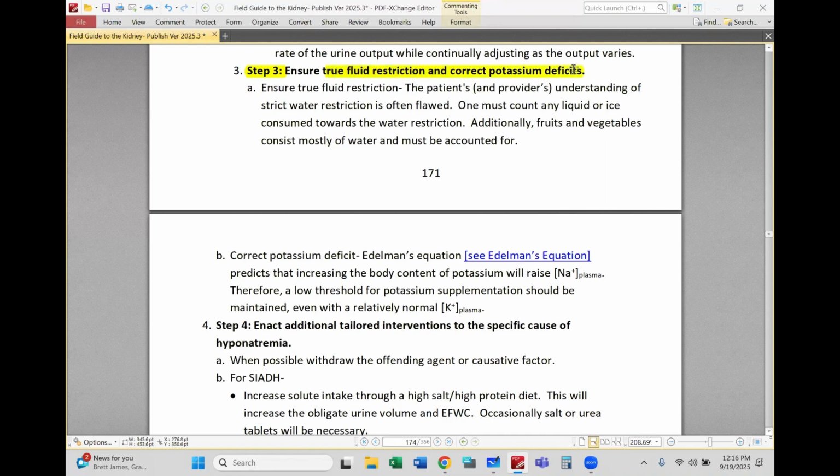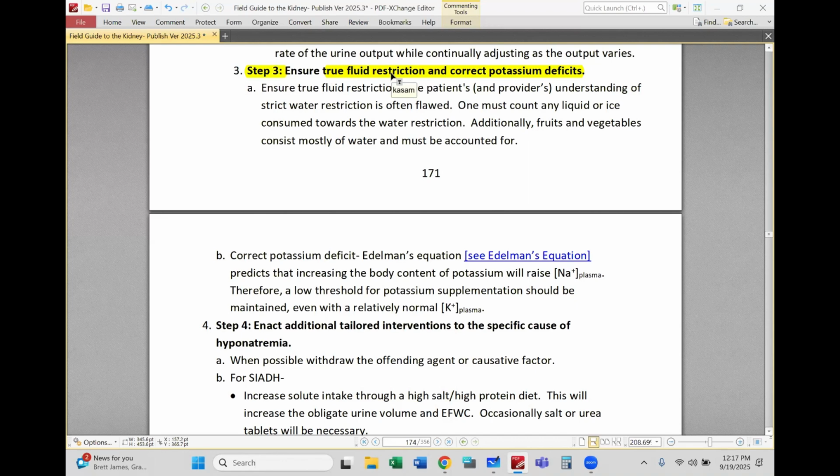You obviously need to make sure that a patient is fluid restricting. Whenever you're hyponatremic, fluid restriction essentially needs to be part of the ingredients of your solution that you implement, right? And it's important, of course, to look for occult forms of free water intake, things like ice, things like fruit intake, which is essentially 90% water. These are things you need to search for in order to implement a real fluid restriction.